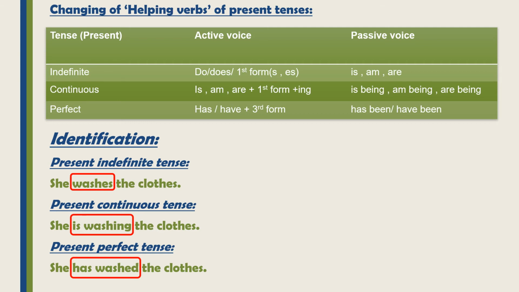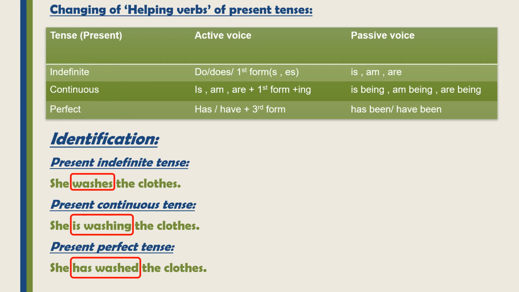In the indefinite tense there should be do/does and first form or s/es. If in the sentence there will be do/does and first form or s/es, then which helping verb do we have to use? We have to use is/am/are. Then in the continuous tense, when the sentence has is/am/are as a helping verb and first form plus ing, it means that it is present continuous tense. So which helping verb do we have to use? We have to use is being, am being and are being.